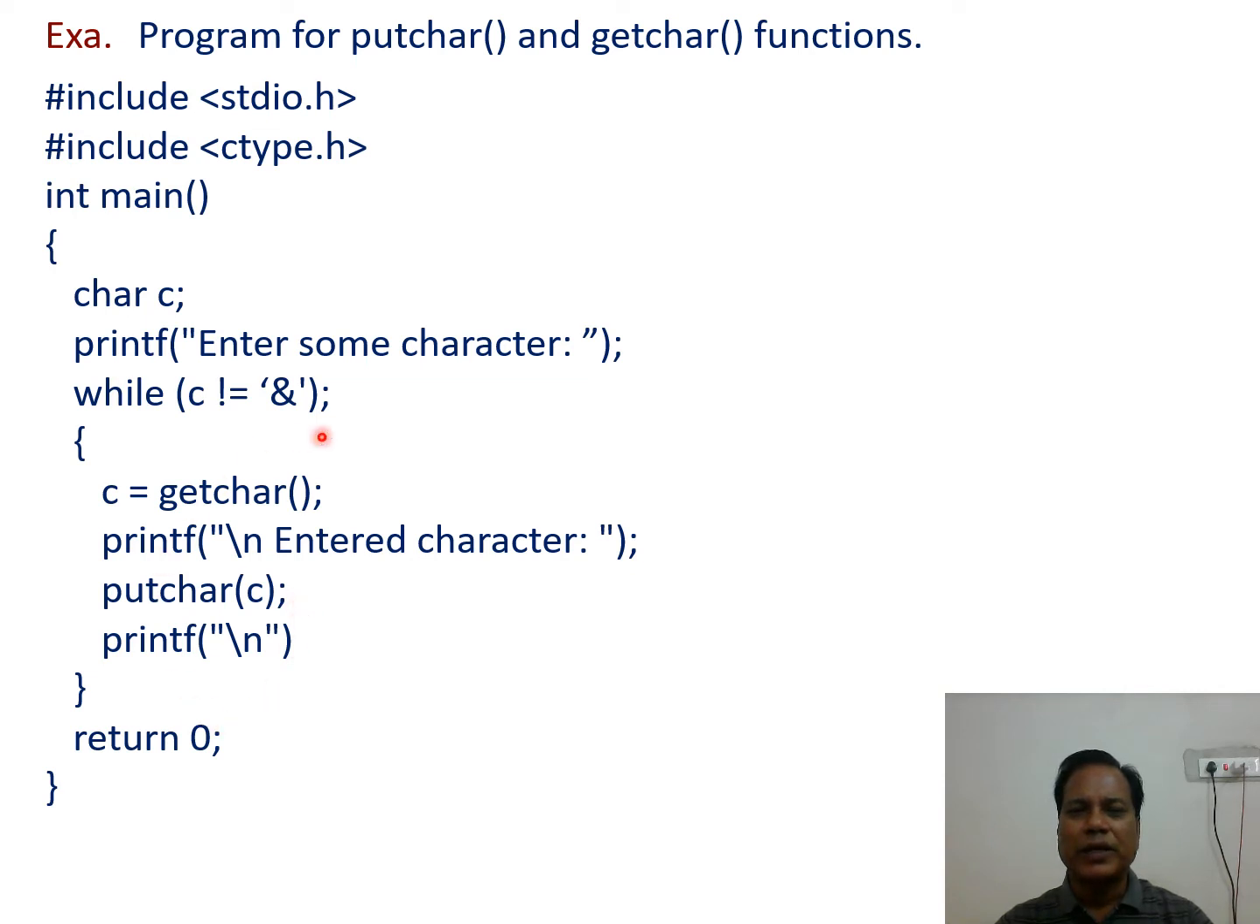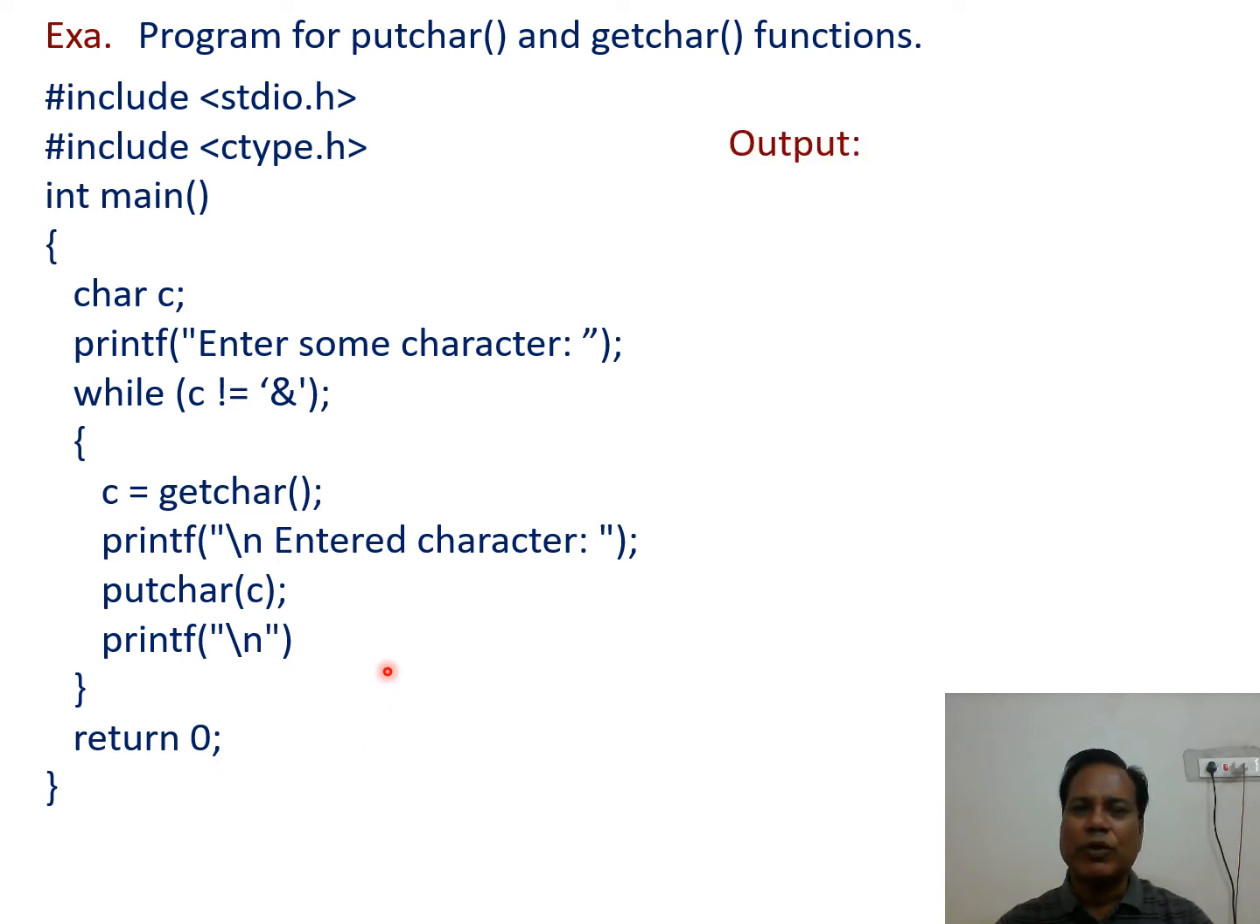When the user enters the ampersand sign, to end the entering of characters, the condition becomes false. When the condition becomes false, control comes out of the while loop, and after the while loop there is a return 0 statement, that informs the operating system that the program ran successfully.